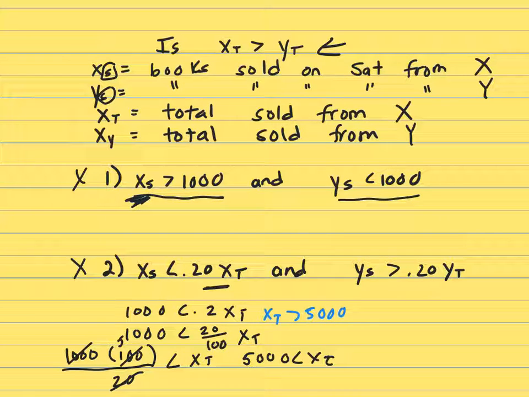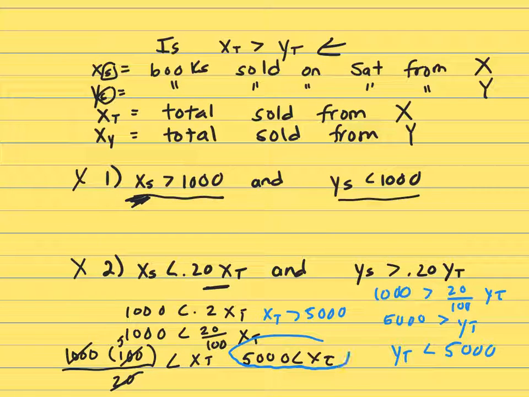Okay, but let's look at y. Do the very same thing for y and let y sub s be 1,000. So I got 1,000 is greater than 20 over 100 y sub t. And of course that's going to give me 5,000 is greater than y sub t, which says y sub t is less than 5,000. So that works. That's going to tell us that the number of books sold at X is greater than the number of books sold at Y.